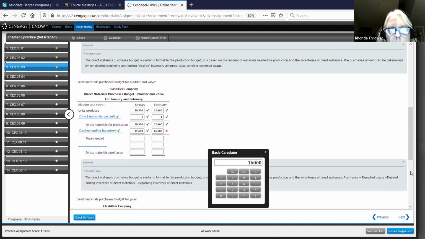Oh, and it didn't like that. Let's see. So we picked up, it's 84,000. I multiplied wrong. I'm sorry. The units produced for March was 84,000, and that comes from class exercise 8.2. So go back and look at exercise 8.2, and this 84,000 comes into play here. We're going to multiply that by 20%, which is 16,800.